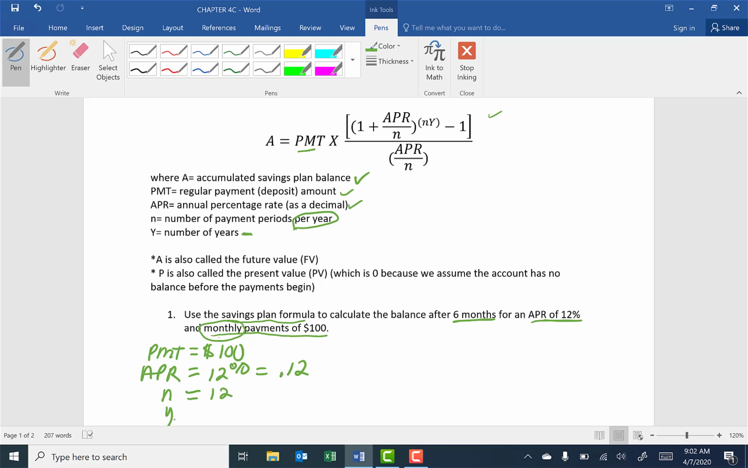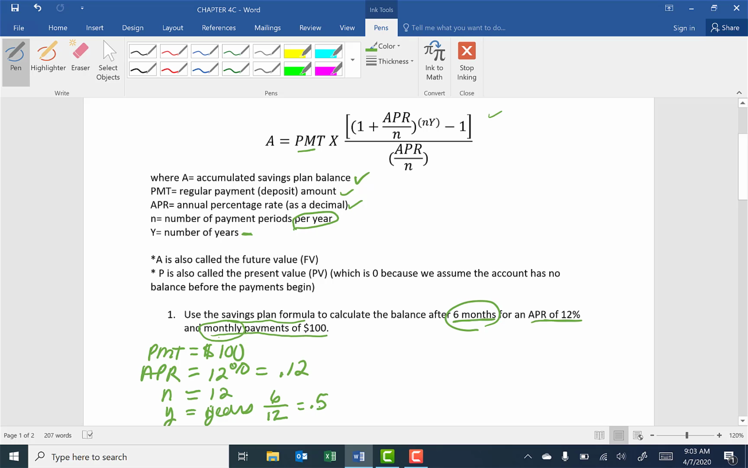And then our Y should be in years. For how long are we doing this? And note that we have 6 months. Well, that means you have to list this as 6 months over 12 months because it's not a whole year. It's a fraction of a year. Now, you know that's 0.5. But this is what you would do. If it was 9 months, you'd put 9 over 12. But it's 6 months, so we put 6 over 12, which is 0.5.